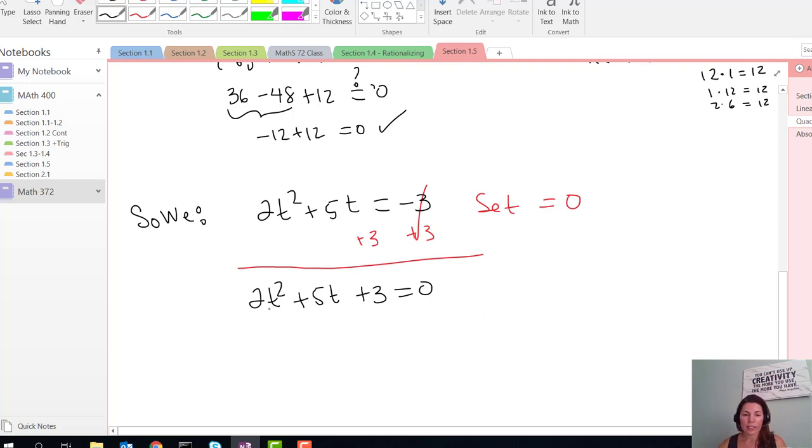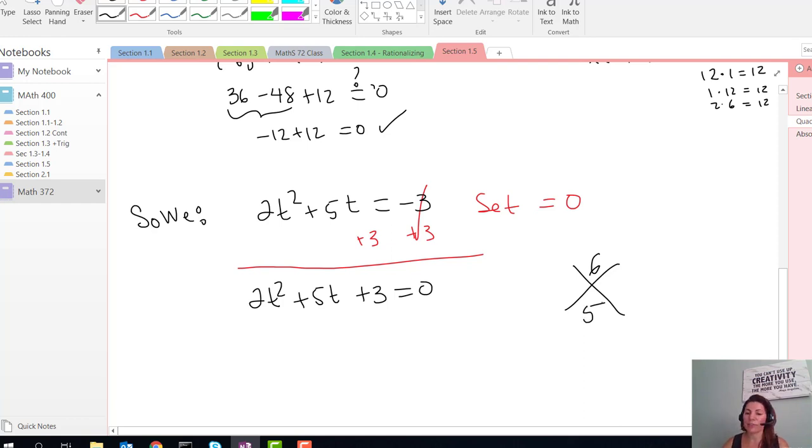So using the AC method that I showed you in section 1.3, I'm looking for two numbers whose product is a times c. Right now I have it in the standard form, ax squared plus bx plus c. It doesn't have to be x. It can be t, y, w, s. The variable doesn't matter. So 2 times 3 is 6. So two numbers whose product is 6 and whose sum is 5.